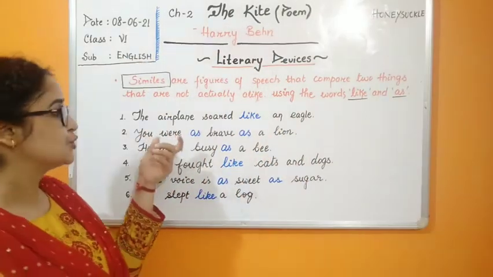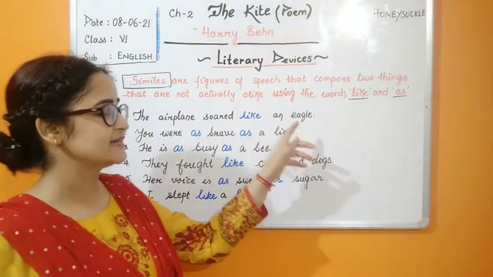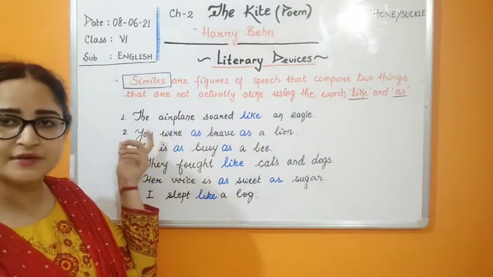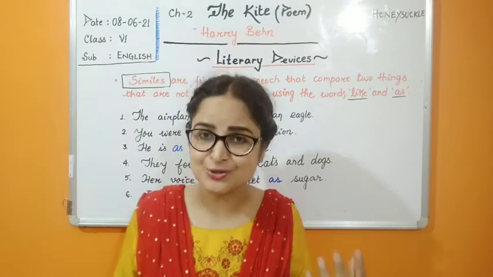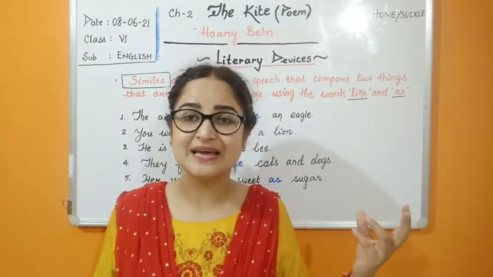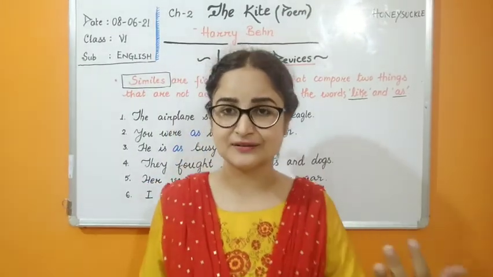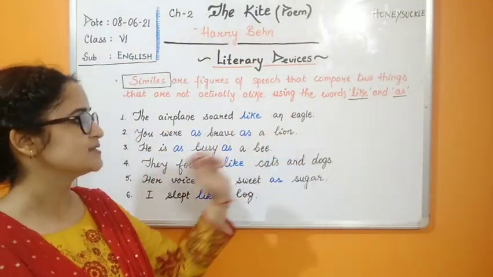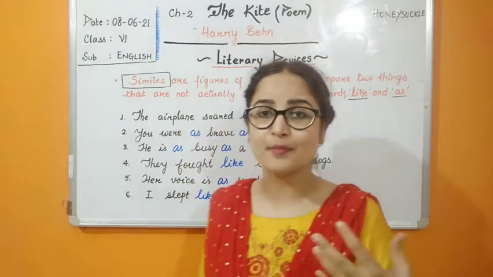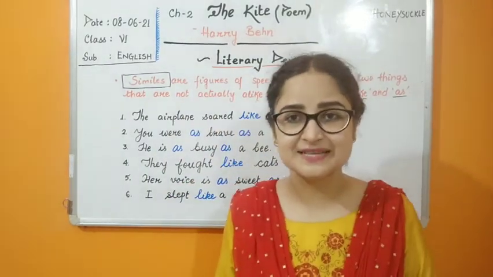Next is, you were as brave as a lion. Okay, you is obviously a human being and lion is an animal, so they are two different things, right? So we can see that these two different things have been compared here. One is a human and one is a lion. So what is the common feature? What is the common characteristic they have?